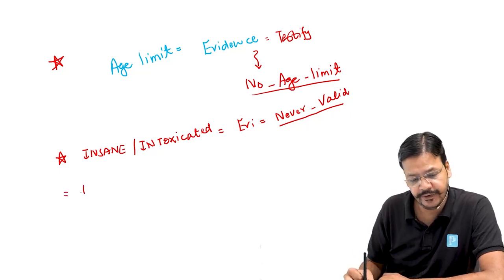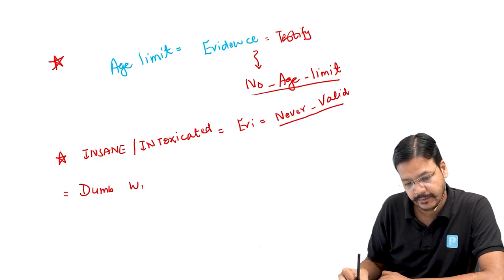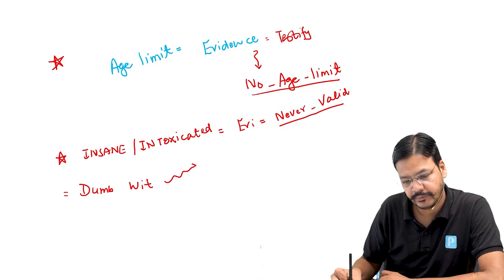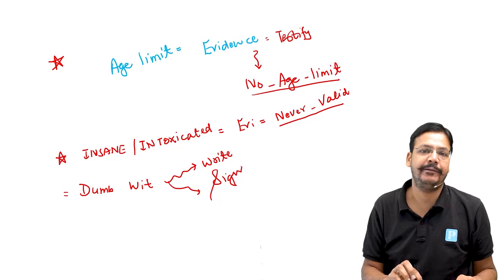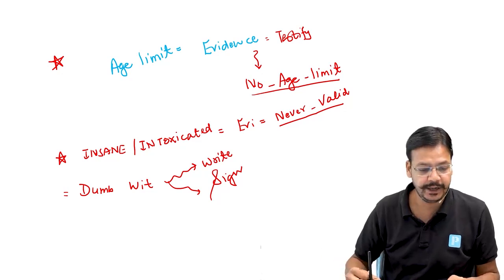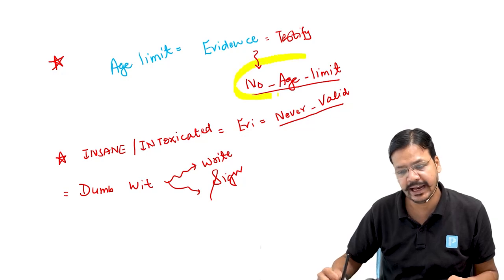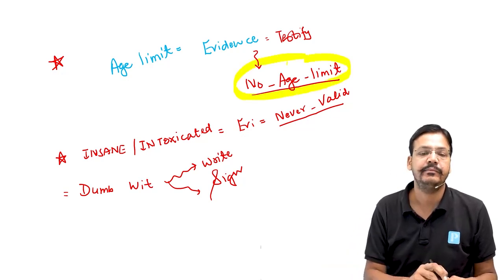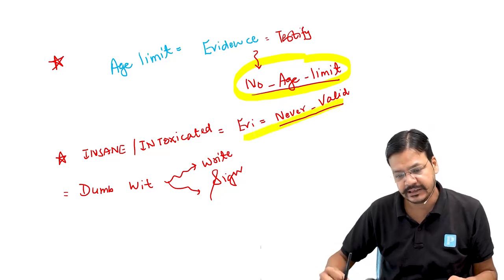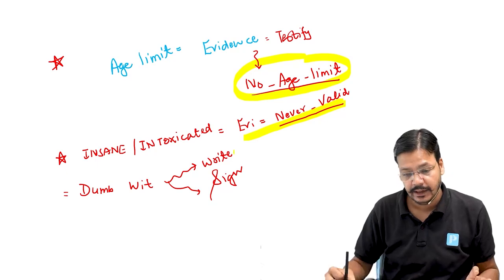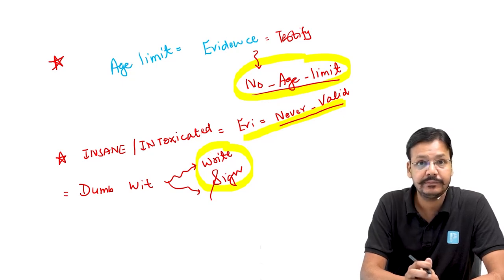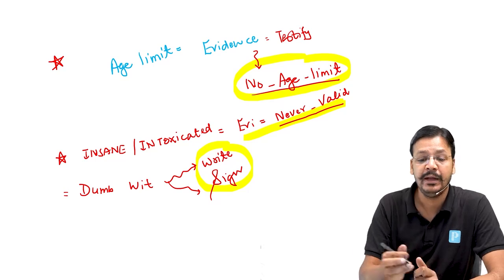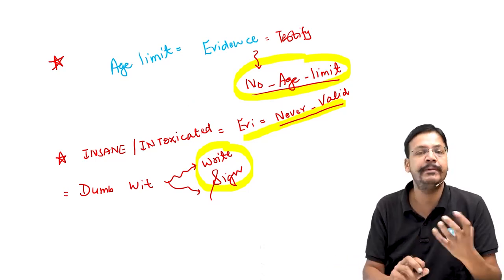And sir, even if you are a dumb witness, you can give evidence by writing or by signing. So again, I'm telling you a few important points. The first point is there is no age limit for giving evidence. If you are insane or intoxicated, your evidence is invalid. And a dumb witness can give evidence by writing or by signing. Three important components of giving evidence in court. Now I am coming to the MCQ part of this very important chapter.